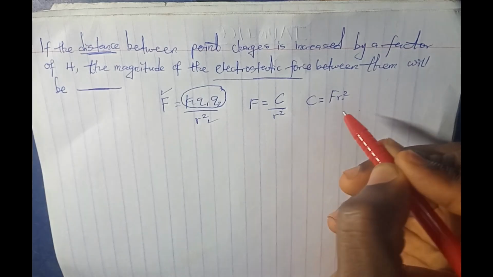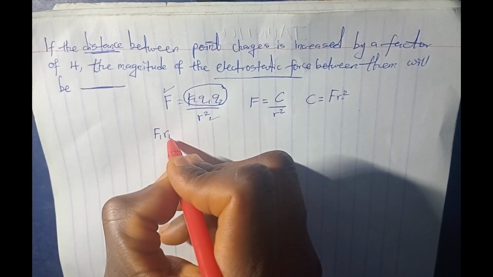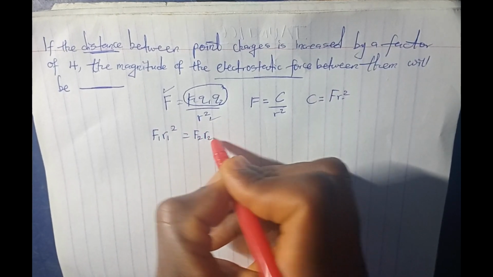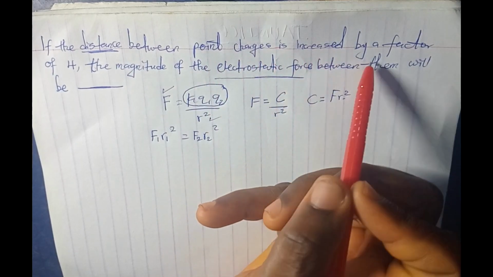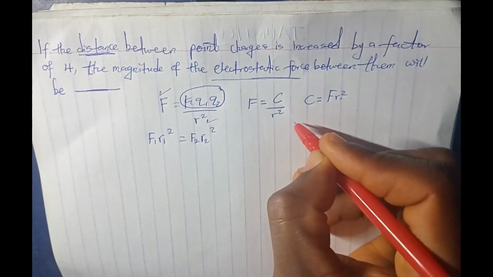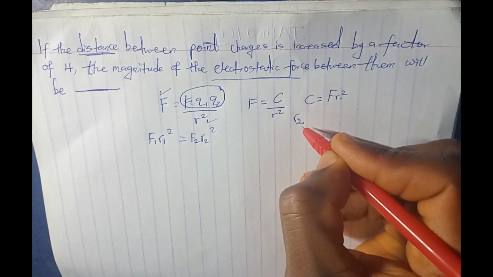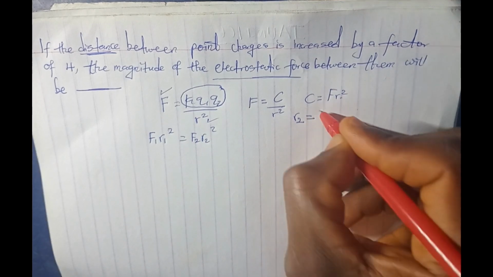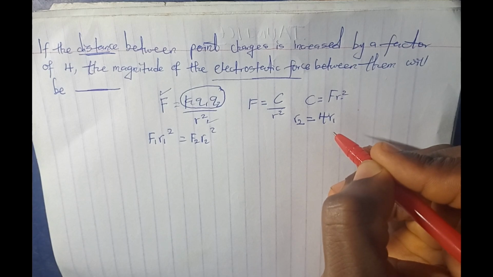So if you're a good physics student, if you have something like this, you should know that F1 R1 squared would definitely be F2 R2 squared. Is that clear? So they say if the distance between charges is increased by a factor of 4, the old distance R1 is increased by a factor of 4, meaning that the new distance is equal to 4R1, 4 times the old distance. Is that clear? That's what they mean.